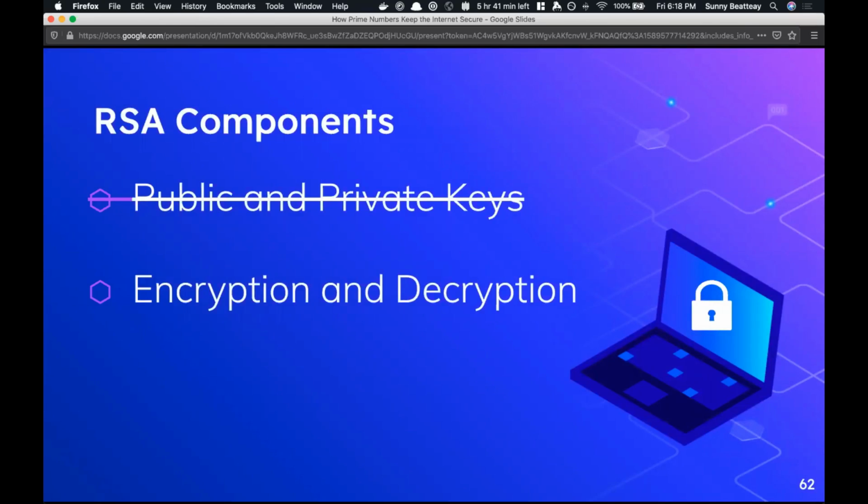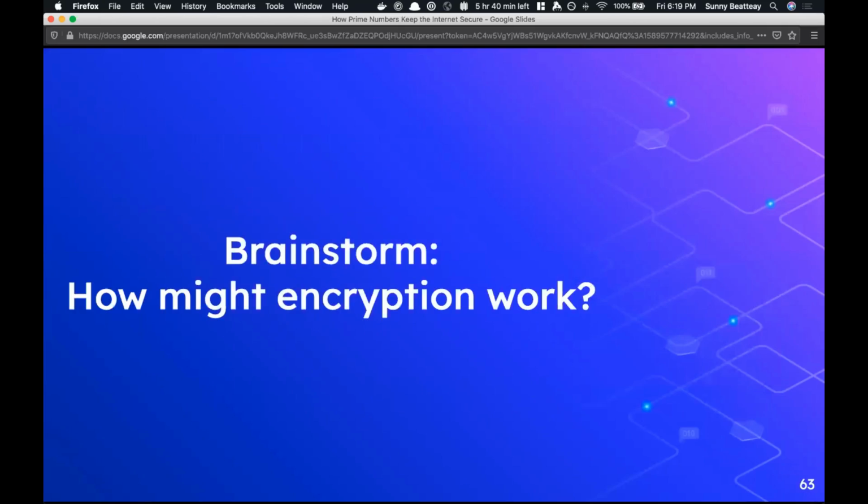Now we're on to encryption and decryption. That's the last step of our RSA algorithm. But before I show you what the actual algorithms are for encryption and decryption, I want a little brainstorming session. How do you think encryption might actually work?